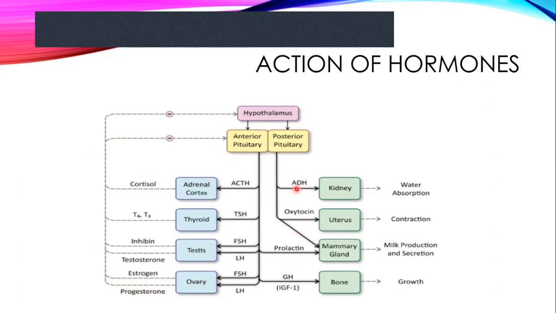Then the posterior pituitary is the storage of ADH, which influences the kidney for water reabsorption. Oxytocin influences both the uterus and the mammary gland. In the uterus it causes contraction. In the mammary gland, milk production and secretion. In the mammary gland, it usually influences the myoepithelial cells. Then prolactin produced in the anterior pituitary also influences the breast acini to produce milk. Then growth hormone produced in the anterior pituitary influences your bones for growth.